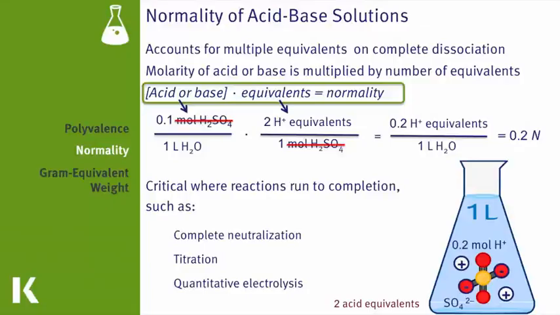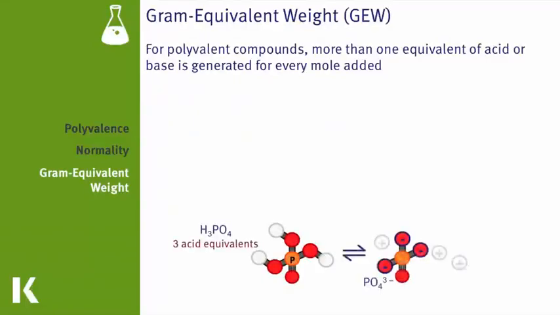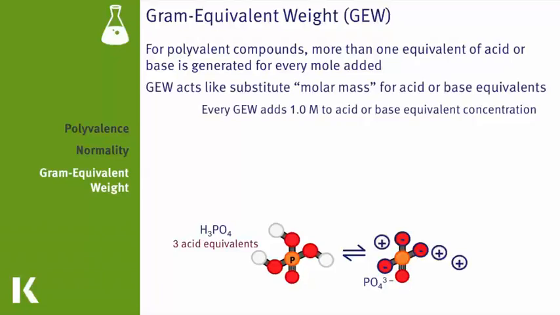So you can see how the normality equation can correct for polyvalency and why this will be an important skill on test day. The second formula to help us take into account all the acidic or basic equivalents in a solution will be the gram equivalent weight. And gram equivalent weight is very similar to normality, but instead of using the molarity of a solution, we're going to use the molecular weight of the polyvalent.